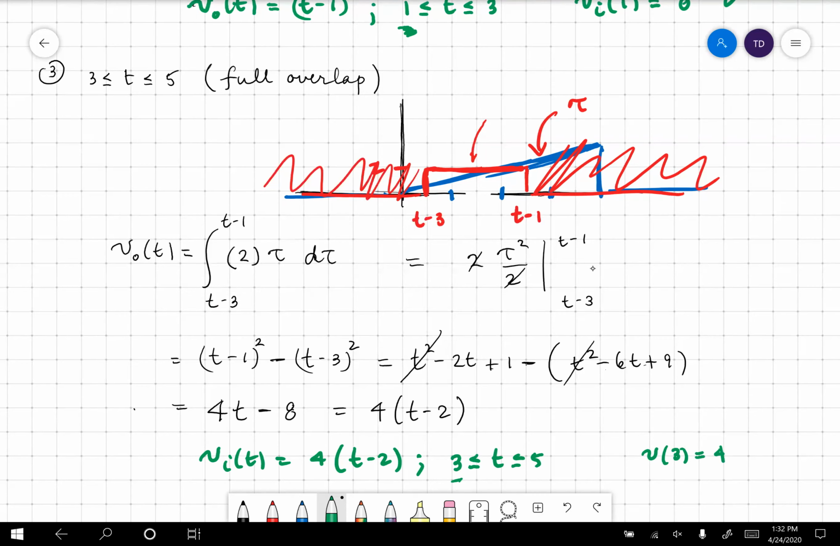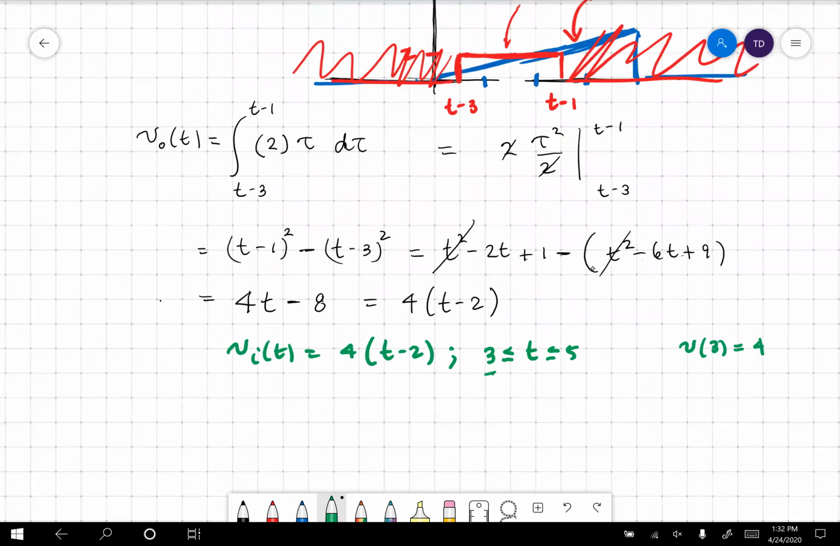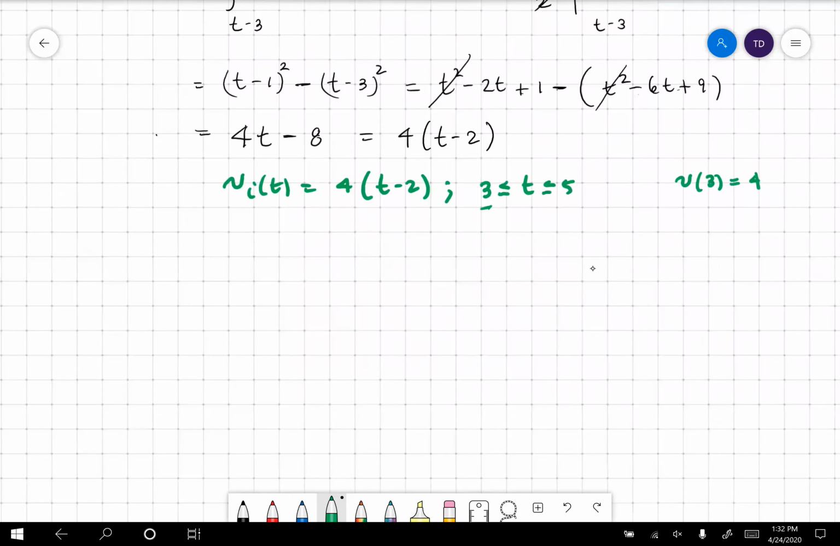Let's go up above in the previous one. When t is 3, v of 3 equals 3 minus 1, 2. 2 squared equals 4. Check. Awesome. So those borders always should align. Always should align. There's your double checking. Okay, we have 2 more regions.